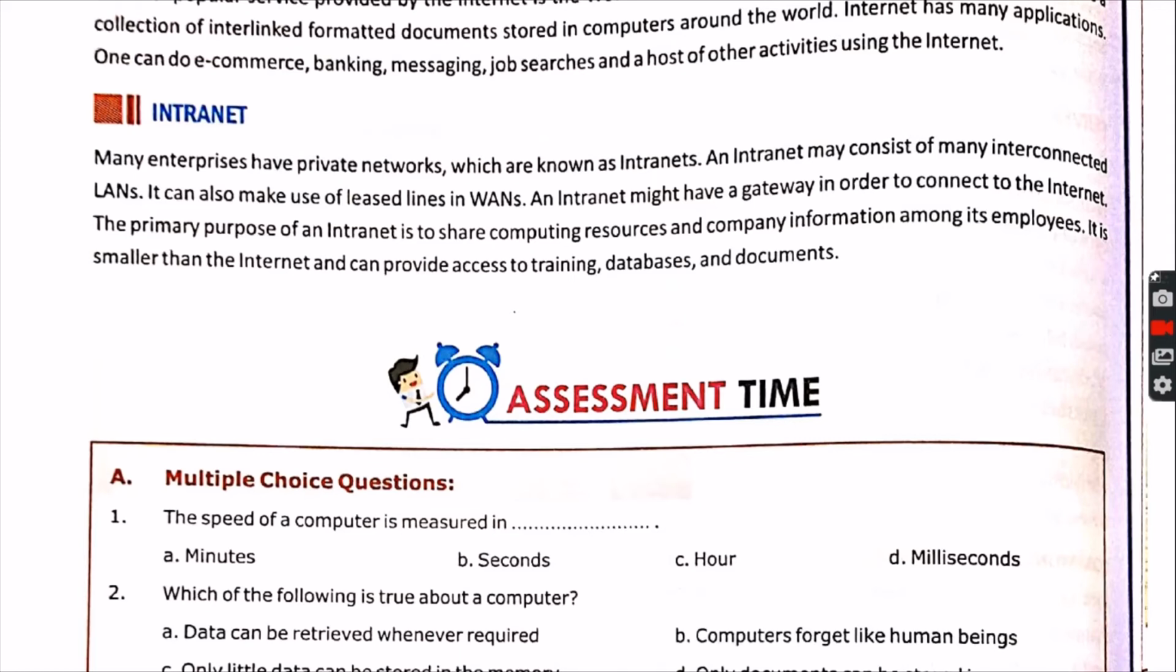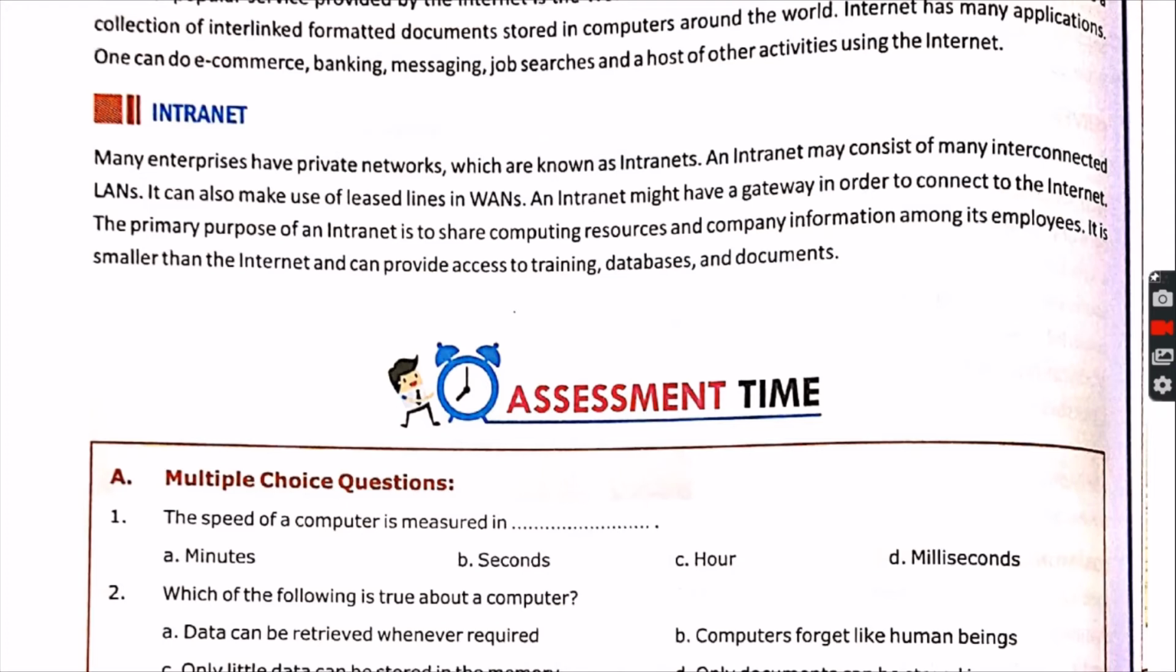An intranet might have a gateway in order to connect to the internet. So it has a gateway, a machine which connects two or more computers having different platforms. Gateway is actually the device for connecting two different types of machines. For example, a computer and a mobile get connected with the help of a gateway. It is a software component, and also composed in hardware. So in connecting to the internet, we also use a gateway.